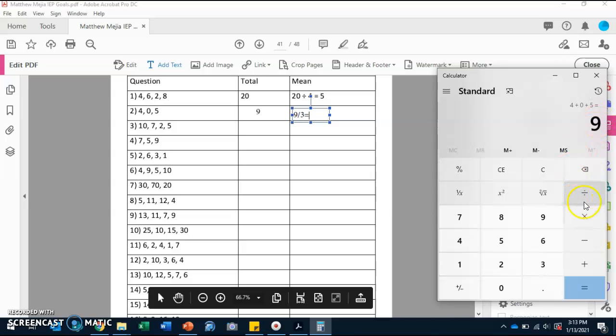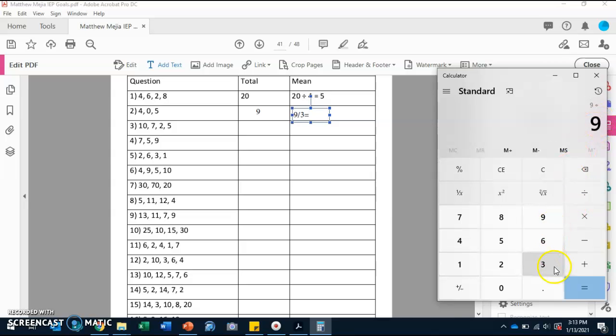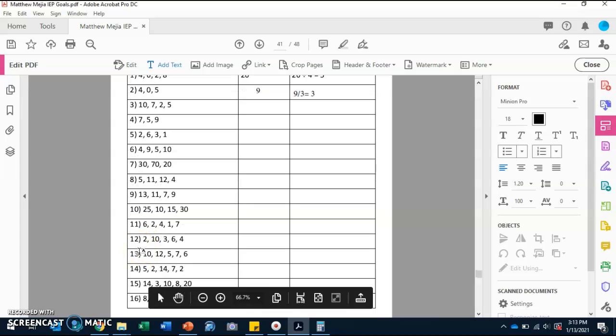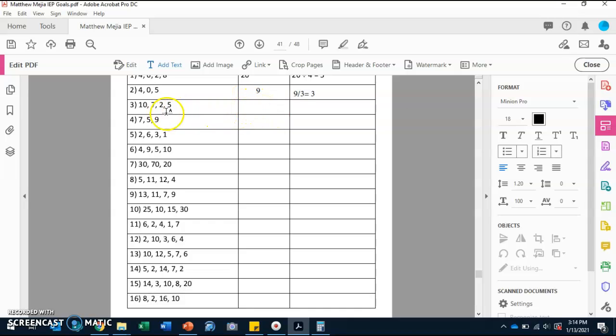So we got 9, and we have to divide 9 by 3. And when you divide 9 by 3, we get 3. So our answer here is 3. And that is what you are going to be doing for all of your questions from 3 to 16. You are just going to add all your numbers together to find your total, and then divide your total by the amount of numbers you have, and whatever answer that gives you is your mean.